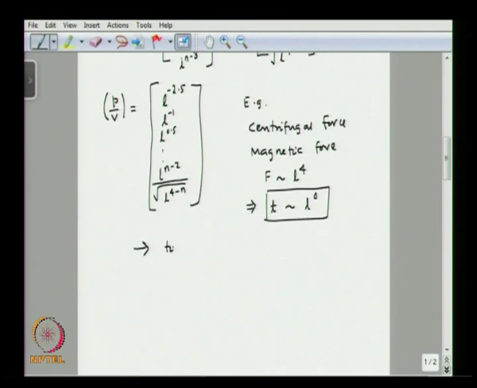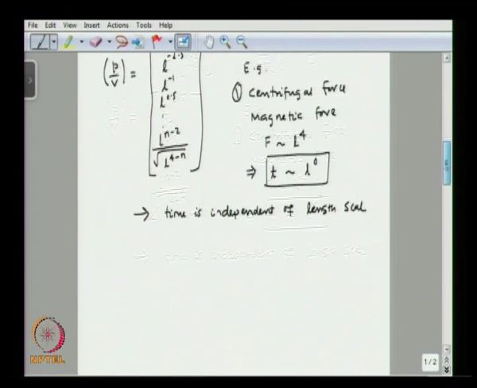So, the time is independent of length scale. Okay. So, that is one important observation.